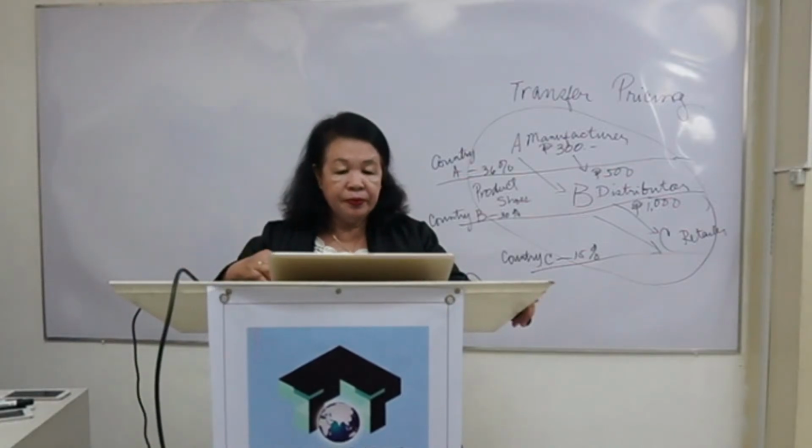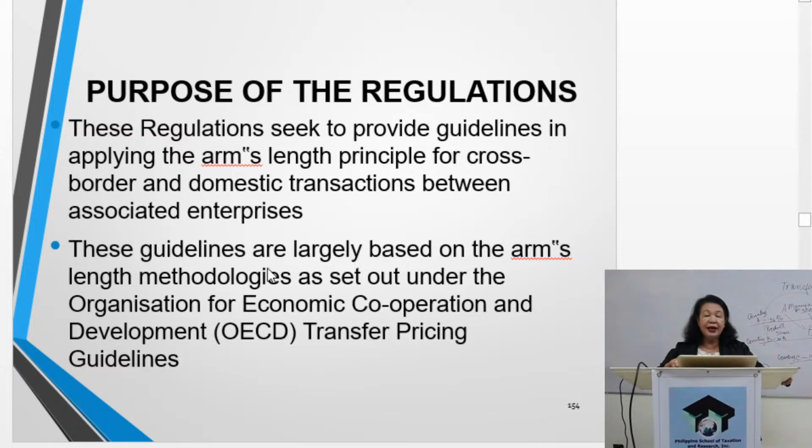Okay. So, ano po yung purpose ng regulations? Provide guidelines in applying the arm's length principle for cross-border and domestic transactions between associated enterprises. When we say associated enterprises, ito yung mga enterprises na may common control or may mga related parties or members of the group, no? So nasa grupo sila. So the guidelines are largely based on the arm's length methodologies as set out under the Organization for Economic Cooperation and Development Transfer Pricing Guidelines.